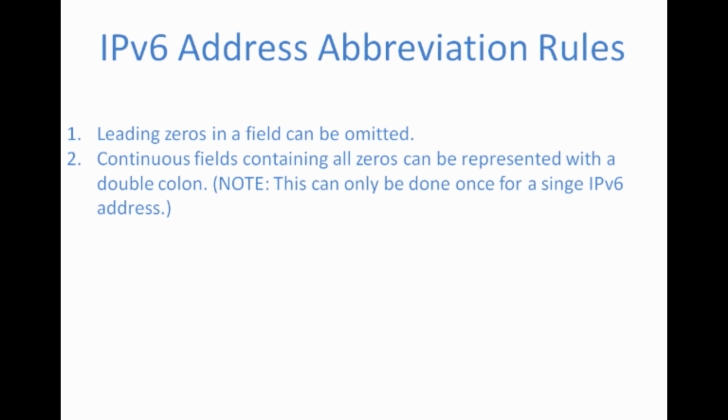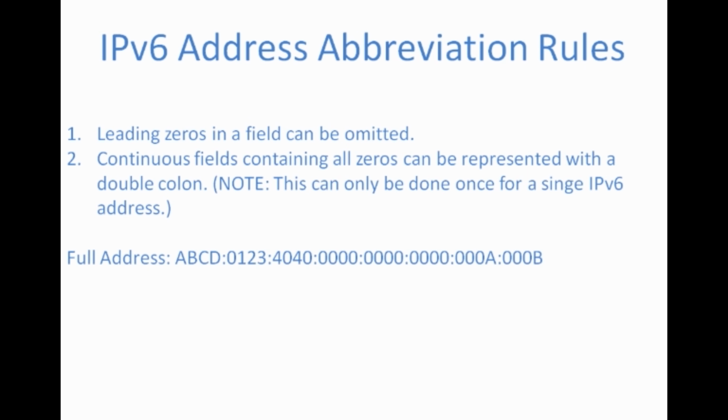Otherwise, if you had, for example, ABCD in the first field, and you had a double colon, and then you had 1234 in the next field, and then another double colon, you wouldn't know the number of contiguous all zero fields represented by those 2 different double colons. You see, if we just do it one time in an IP version 6 address, well, the device knows that there are 128 bits. So if you've specified 64 bits and you've got this double colon, it can deduce that that double colon represents another 64 bits, which are all zeros.